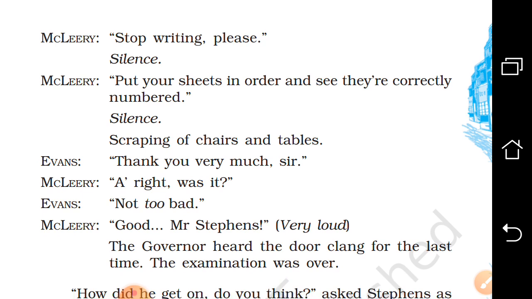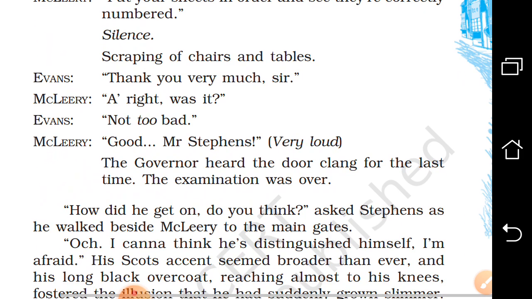Evans, thank you very much, sir. McClary, all right. Was it? Okay. Right. Was it? Not too bad, Evans said. McClary, good, Mr. Stephens. Very loud. The governor heard the door clang, that is the banging sound of the door, for the last time. The examination was over. So the sound was very much audible for the governor to hear, and the examination was over.